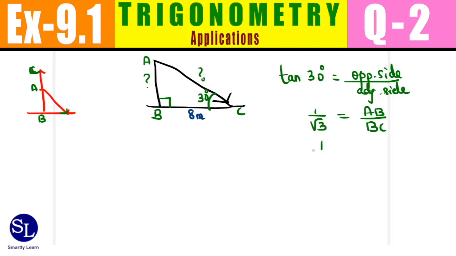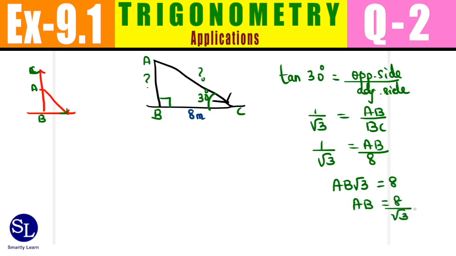So let's substitute the values. 1 by root 3 is AB by BC's value, which is 8. So if you cross multiply, AB root 3 is 8 or AB is equal to 8 by root 3 meters. Now, this is not the height of the tree, but we'll just mark this for now that we have found out. So AB is 8 by root 3. Now let's calculate what is AC, then we can add up.